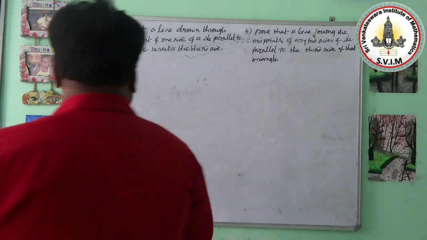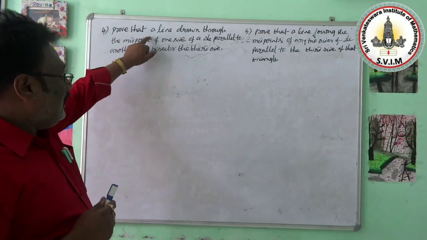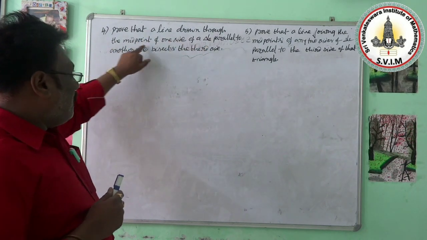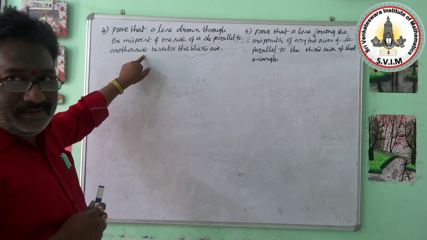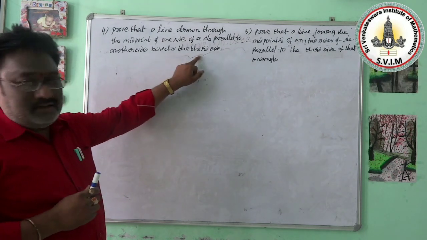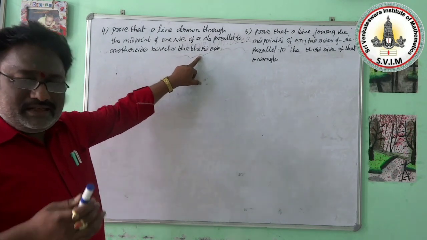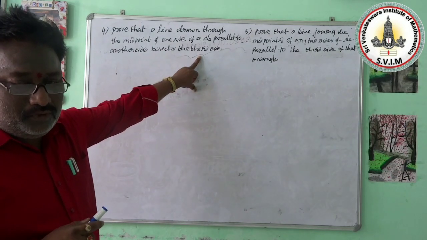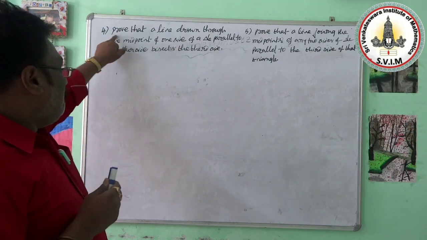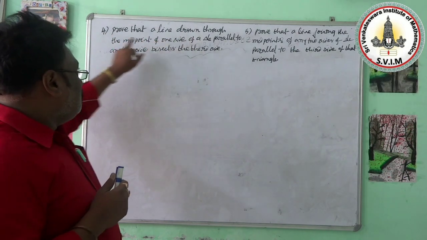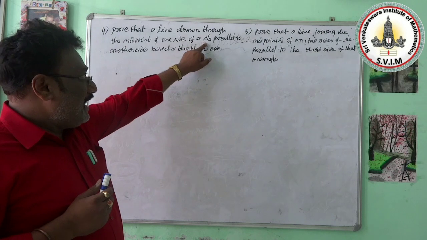Listen to me. Here, prove that a line drawn through the midpoint of one side of a triangle parallel to another side bisects the third side. So here, what is given and what we need to prove, you need to segregate. Now listen to me. Prove that a line drawn through the midpoint of one side of a triangle.